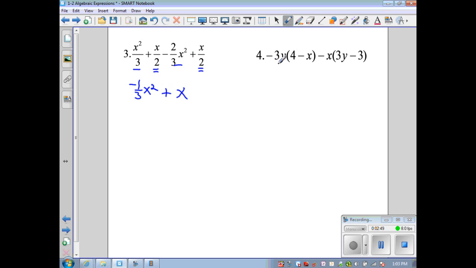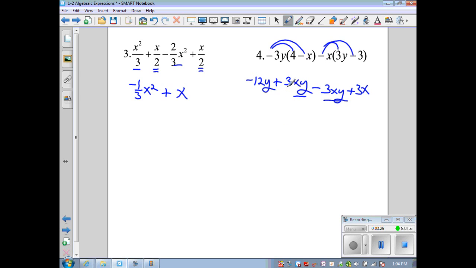Number 4, we distribute. A -3y times 4 is a -12y. A negative times a negative is a +3xy, and we put our variables in alphabetical order. A -x, a negative times a positive is a -3, again, alphabetical order, xy. And a negative times a negative is a +3x. Our like terms are just the xy's.